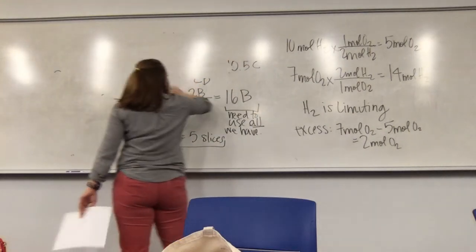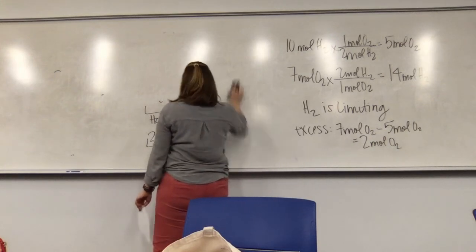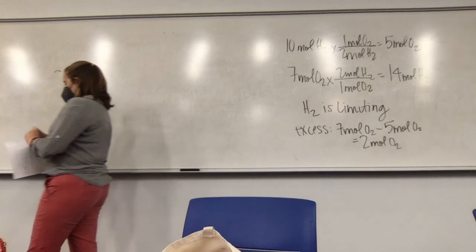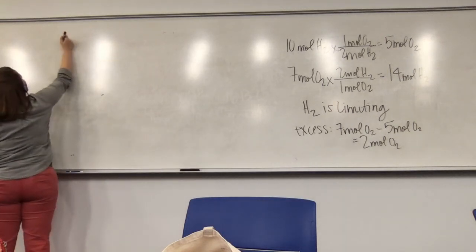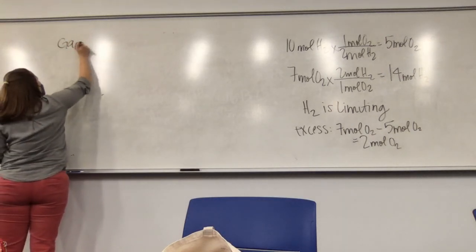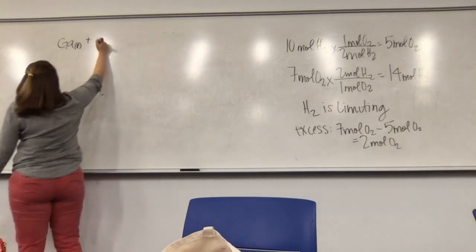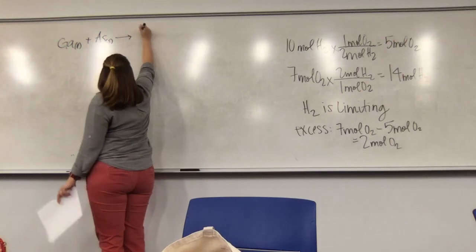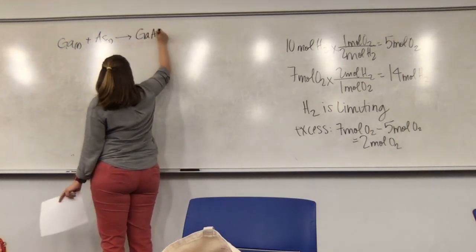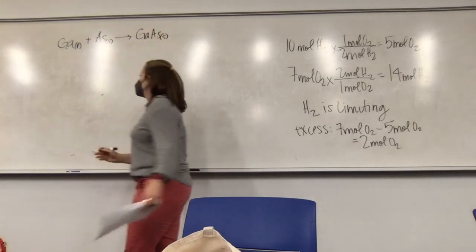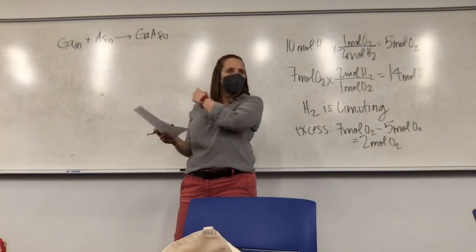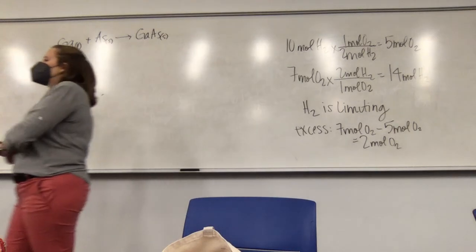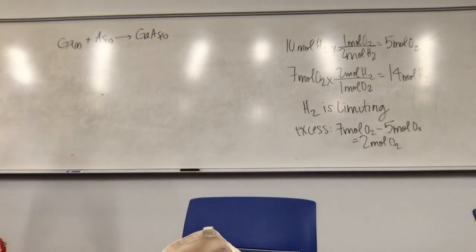So the first step here is we need a balanced chemical equation. So gallium, molten means liquid, plus arsenic, which is a solid, gives us solid gallium arsenide. And luckily, this equation is balanced as soon as we wrote it on the board. So now we have 4 grams of gallium and 5.5 grams of arsenic.